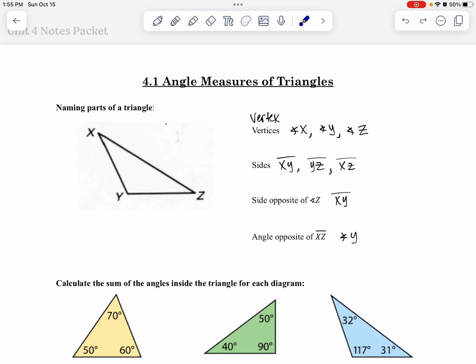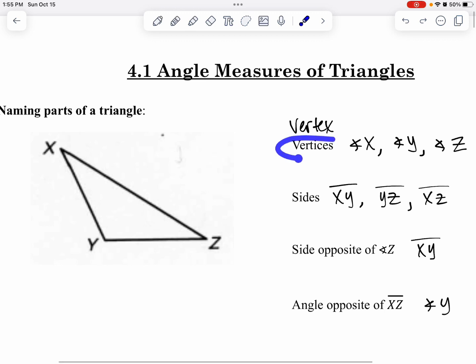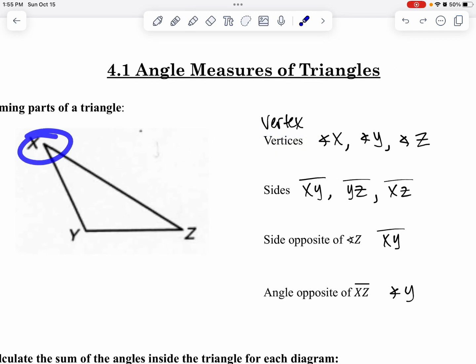Vertex. If you're going to say more than one vertex, it's called vertices. That's how we say the plural of vertex. Vertices means the angles. So angle X is one of the vertices. It's a point where two sides come together on a triangle, one of the angles, okay?